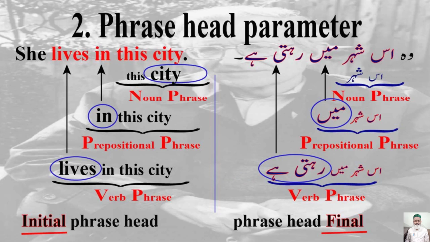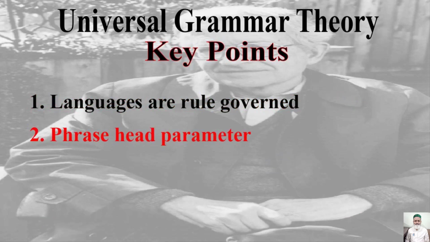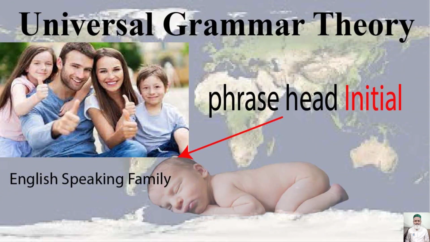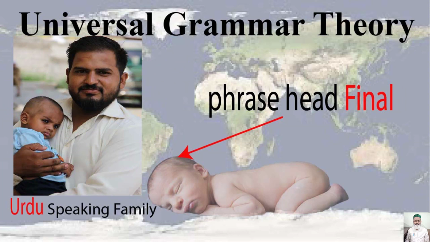Same phrases, but the difference is only of the position of phrase heads. Now we have understood that languages are rule governed. Then we discussed phrase head parameter. Now we can easily understand that the child who is born in an English speaking family, its LAD automatically adjusts phrase heads at initial position. And in the same way, the child who is born in an Urdu speaking family, its LAD adjusts phrase heads at the final position of the phrase.